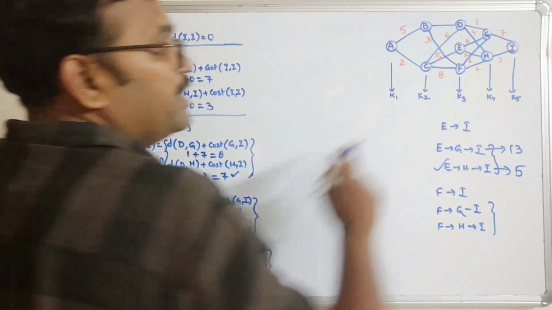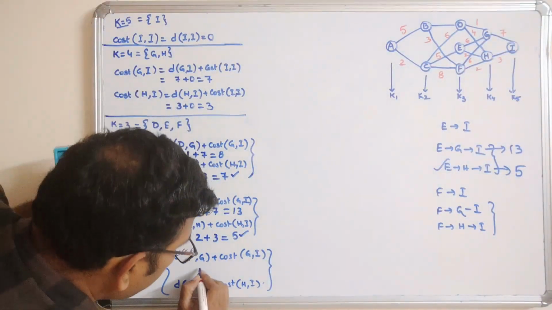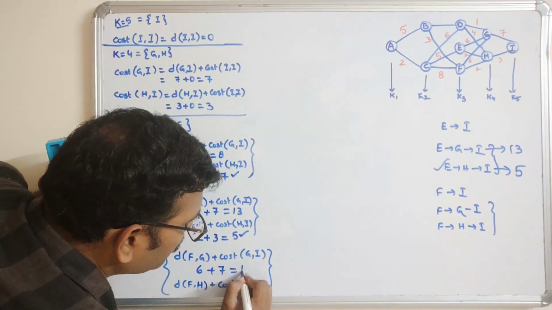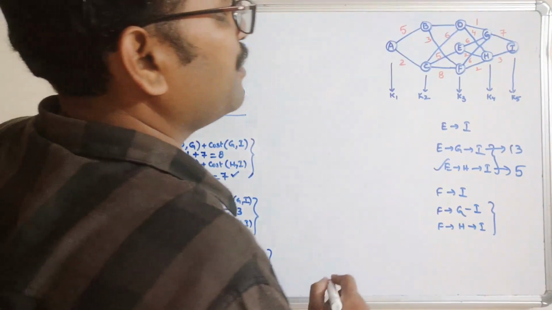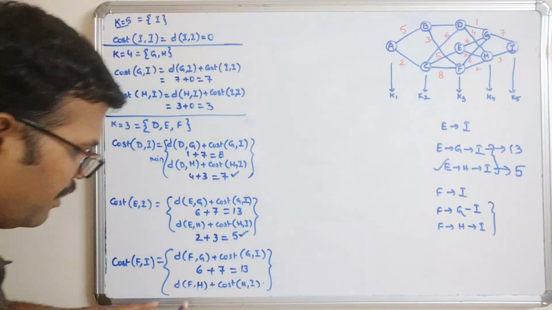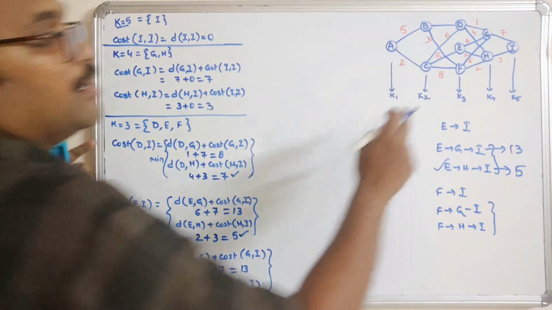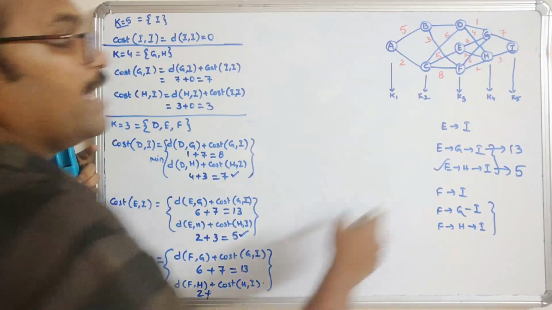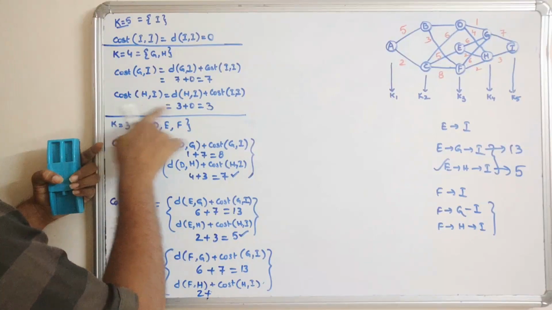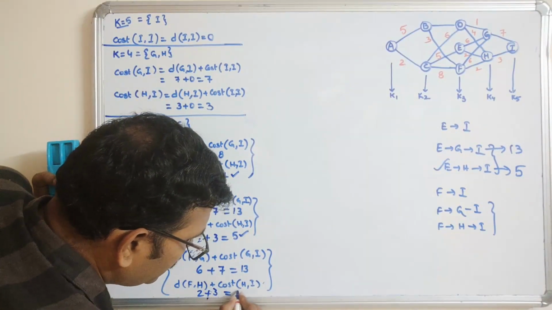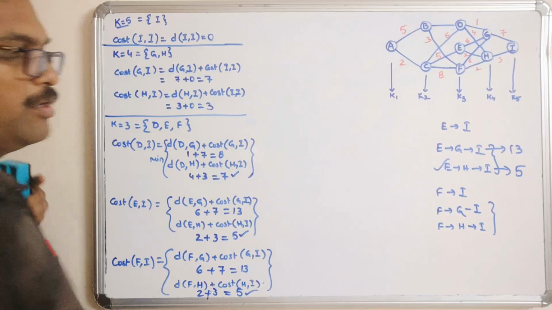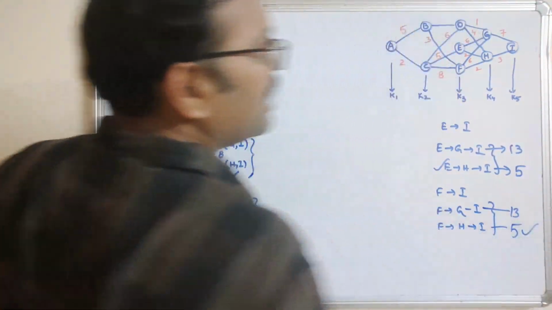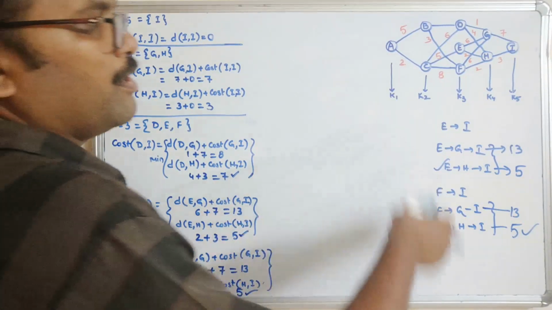What is the distance of F and G? F and G is 6 plus cost of G and I, which is 7. Again we got 13 as a result. Then D of F to H is 2 plus cost of H to I, which we computed as 3, so that gives 5 as a result. Among these two, here we got 13 and here we got 5, so again we have to select this 5, right?